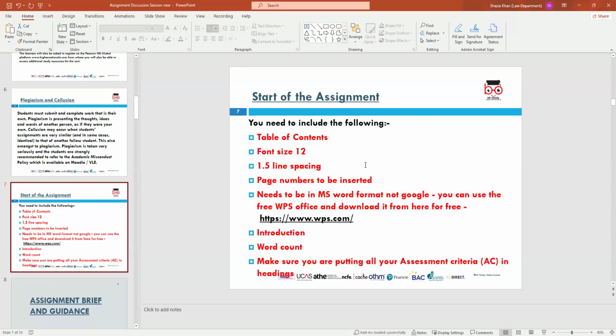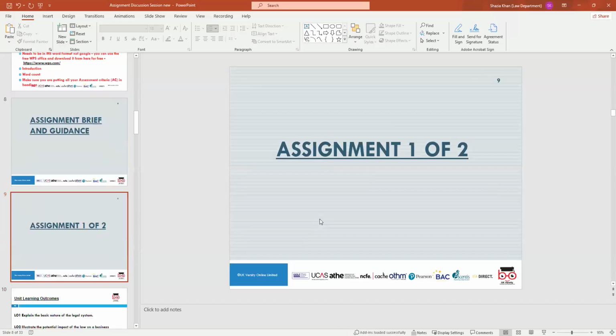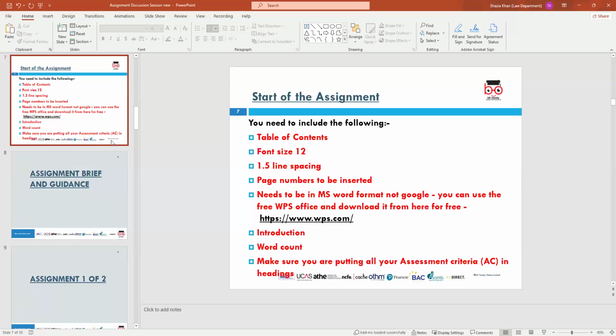So at the start of the assignment: table of contents, font size 12, 1.5 line spacing, page numbers to be inserted. It needs to be in Microsoft Word format, not Google format, and you can download it for free. Also an introduction to the assignment.